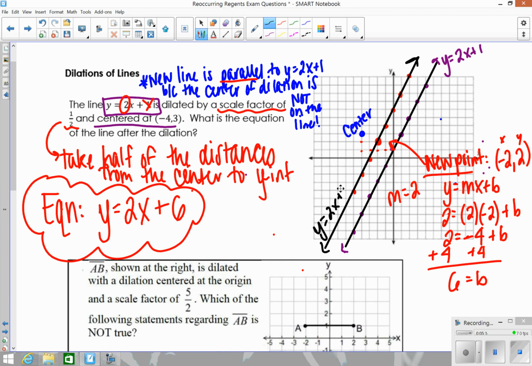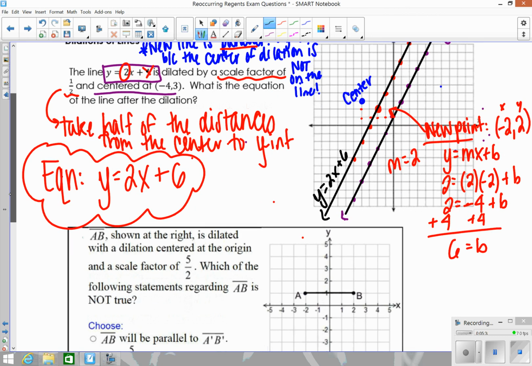So remember that the slope will stay the same as long as the center of dilation is not on the line. And the y-intercept, I did not multiply that y-intercept because remember it was 1. I didn't just multiply it by the scale factor. That only works if the center is at the origin. So if the center were at the origin, then I could have just done 1 times 1/2 and got the y-intercept. In this case, you can see that's not even close to being the right answer.